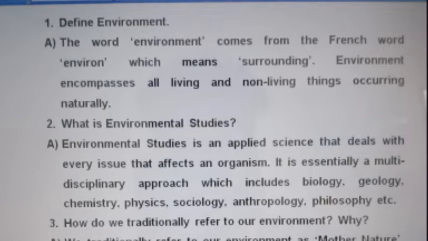The second question is, what is environmental studies? Answer: environmental studies is an applied science that deals with every issue that affects an organism. It is essentially a multidisciplinary approach which includes biology, geology, chemistry, physics, sociology, anthropology, philosophy, etc.